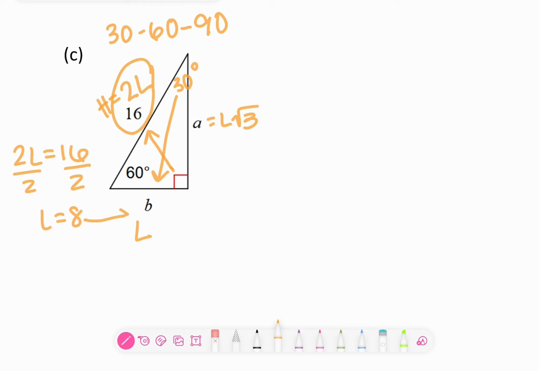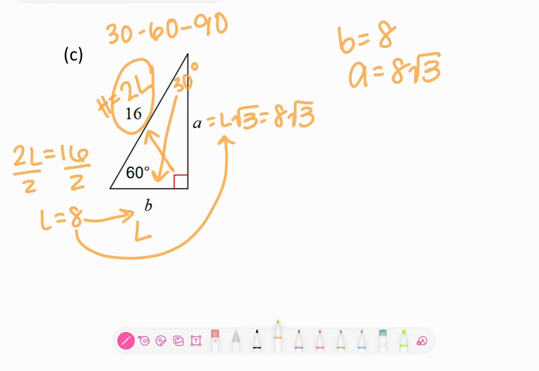All right, so that's going to be the value of B. So B is going to be 8. That's the shortest leg, and everything else is based on that shortest leg. So now to find A, which is L square root 3, the longer leg, I can take my L, which is 8, and plug that value in for L. So this is going to be 8 square root 3. So A is 8 square root 3. There we go.